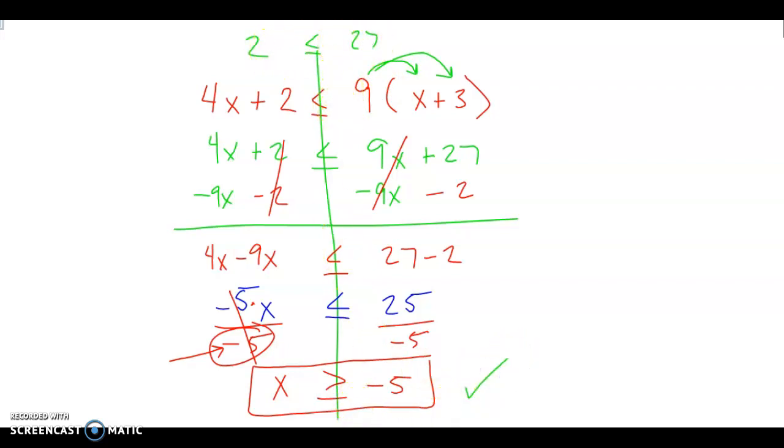So this worked out. So there you go, guys. Practice it. Try it out.